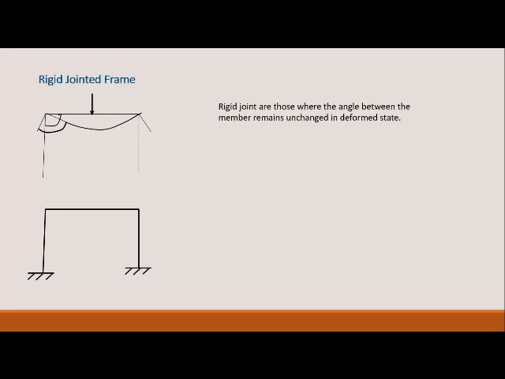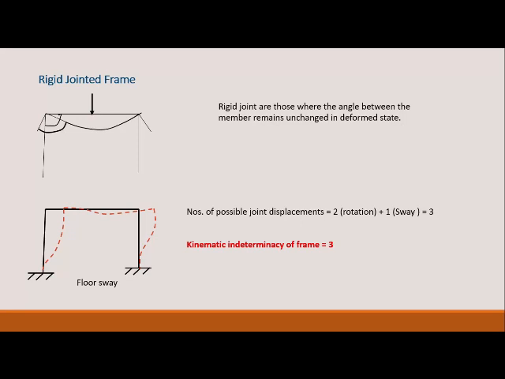This is the simplest portal frame, having two fixed joints. This is the deformed pattern. There will be two joint rotations, which are independent. Now if there is a horizontal load, there will be this kind of deformation along with the joint rotations. We may call this a floor sway. So considering the possible displacements, two rotations and one floor sway, the kinematic indeterminacy comes to 3. One thing to note here: if there is a possible axial deformation in the floor, the sway at the right joint should not be equal to that at the left joint, because there may be elongation.